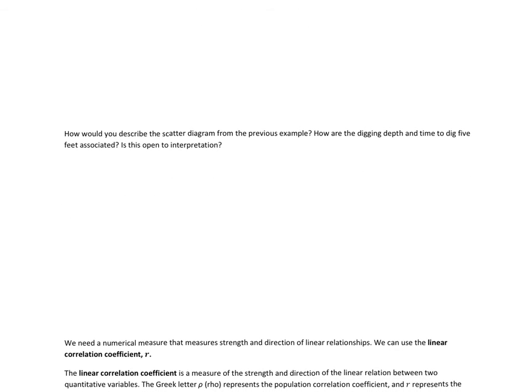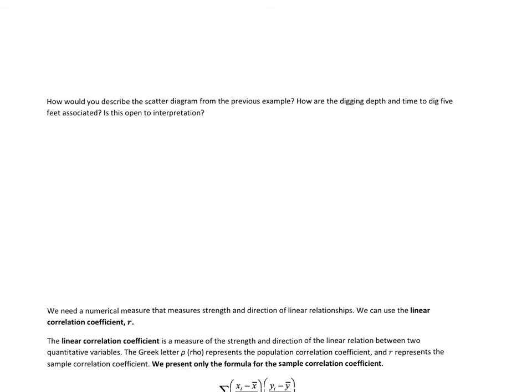So let's carry on. So we had our scatter diagram. Again, let's just write it twice so everything is neatly organized. How would you describe the scatter diagram from the previous example? We already said positive linear. We can also say positively associated.